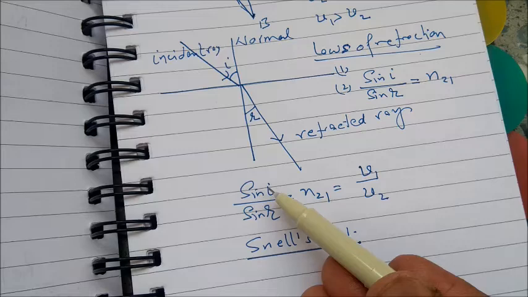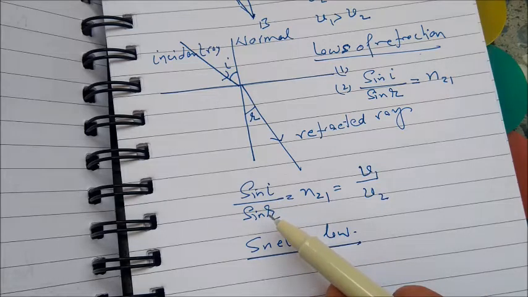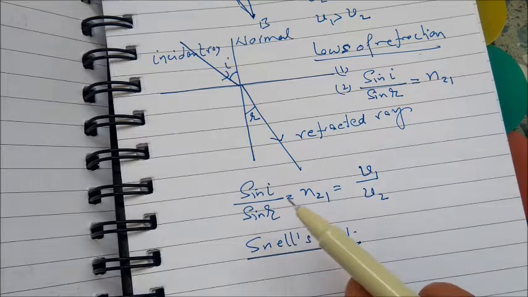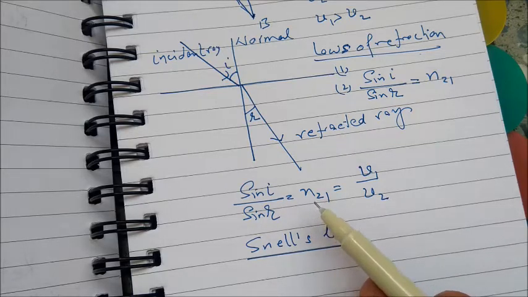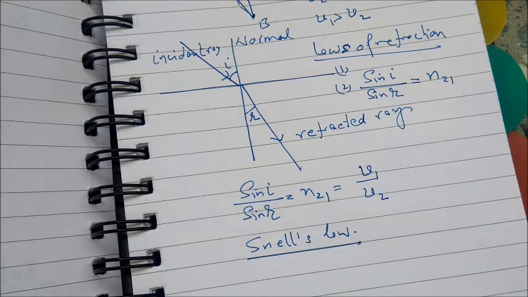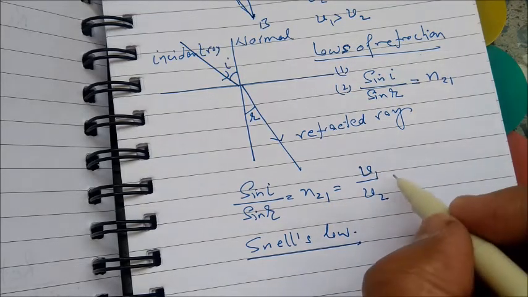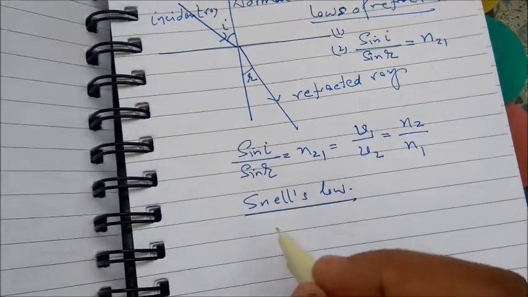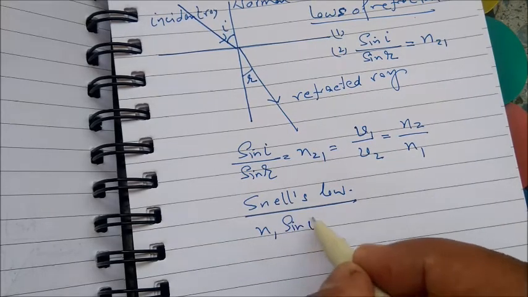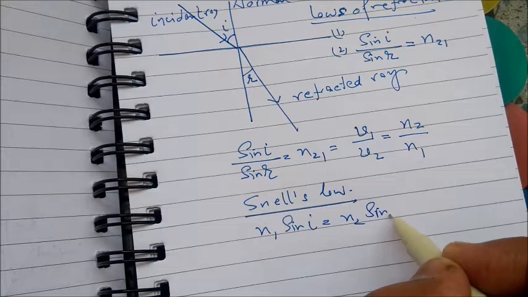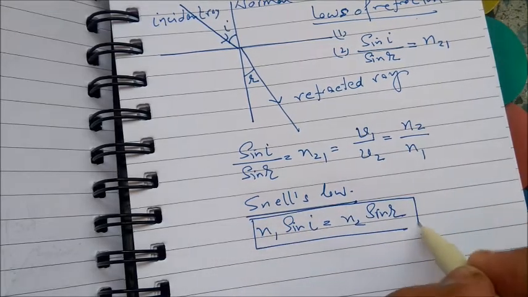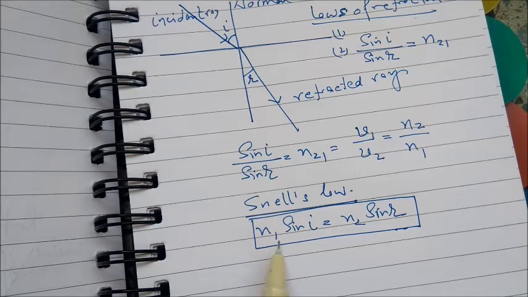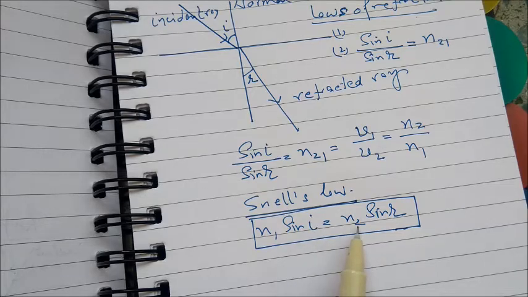The ratio of sine of the angle of incidence and sine of the angle of refraction is constant for a given pair of mediums, and this constant we call the refractive index of the second medium with respect to the first medium. In terms of velocity, we can write this. In terms of absolute values of refractive index, I can even write it n2 upon n1. Right? So I can even write n1 sin i is equal to n2 sin r. Refractive index of first medium, angle of incidence, refractive index of second medium, and angle of refraction.